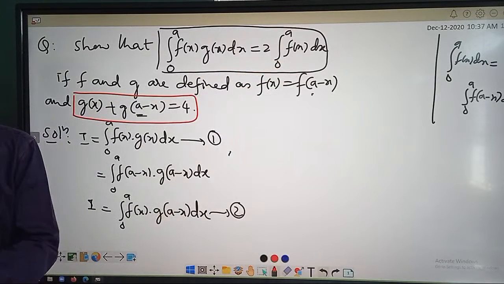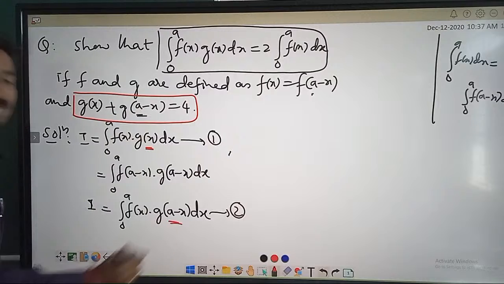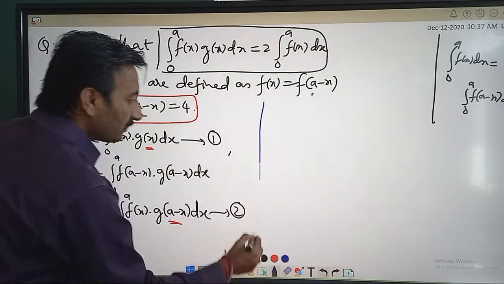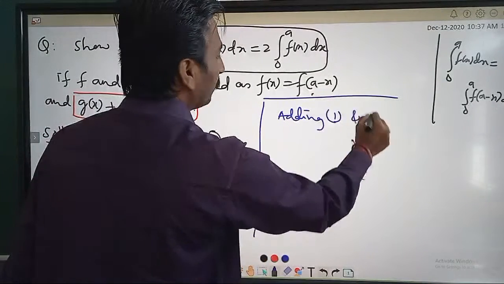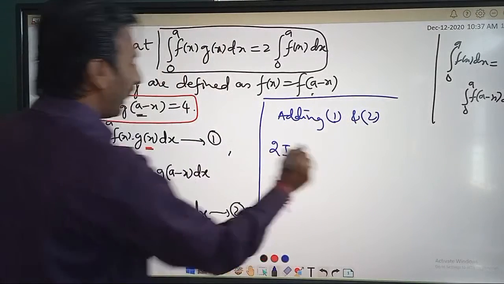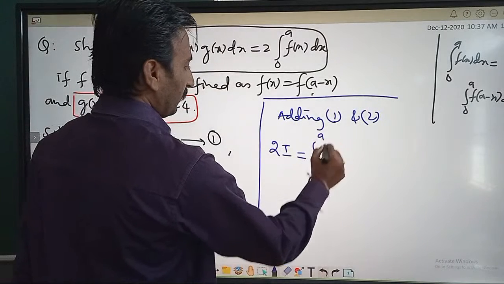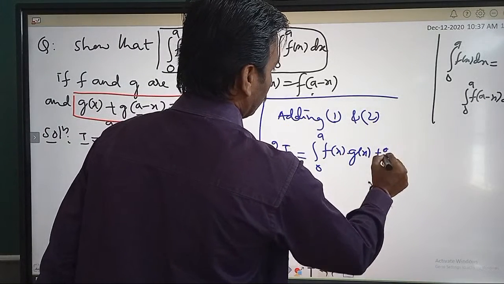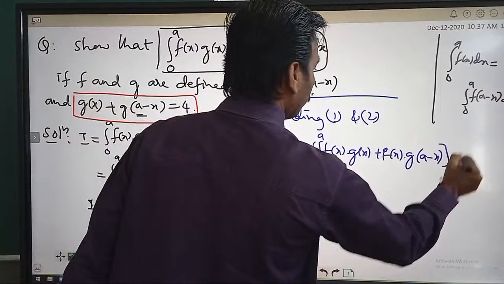To eliminate g of x, I need to find the sum of these two. You have already g of x, and now you have g of a minus x. Fortunately, the limits of both are the same, so I can add both. Correct? So what can I do now? Simply adding 1 and 2, what do you get? On the left side I plus I is 2I. Now the integral from 0 to a of f of x into g of x plus f of x into g of a minus x. I have added everything together with respect to x.